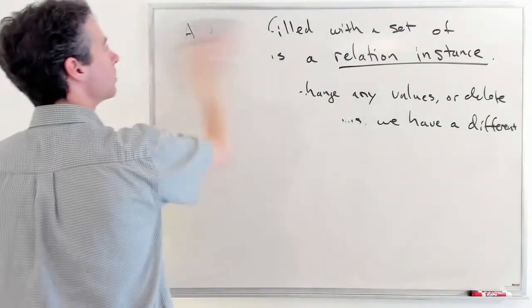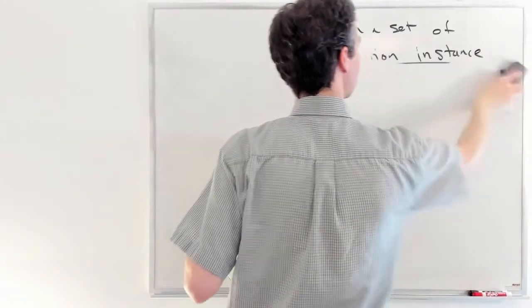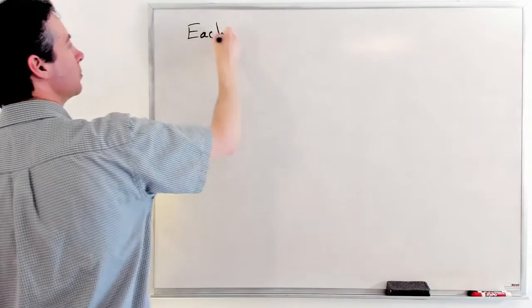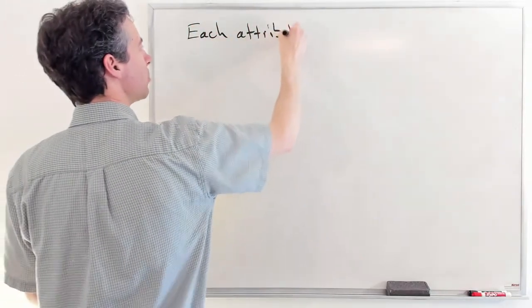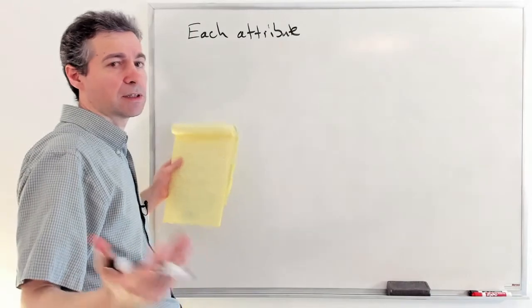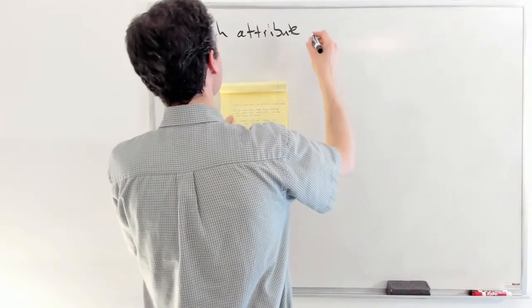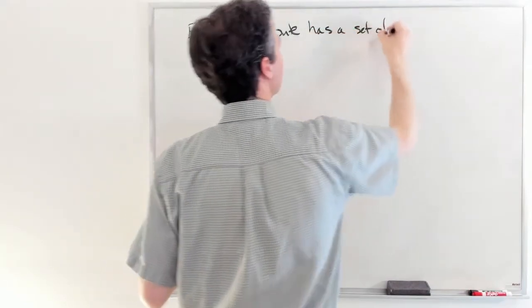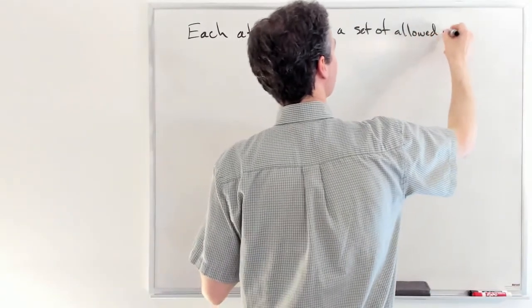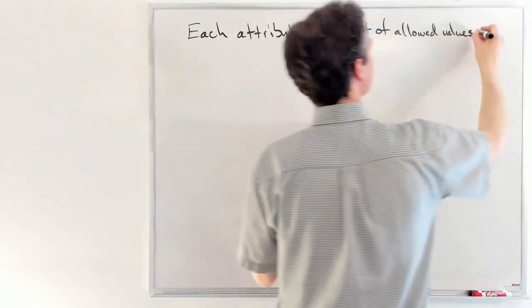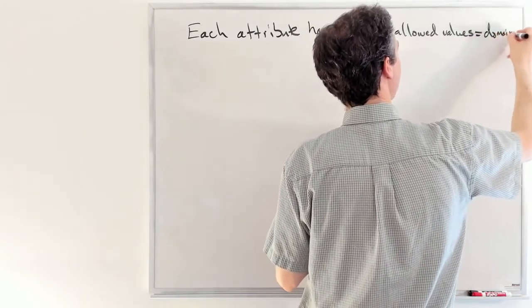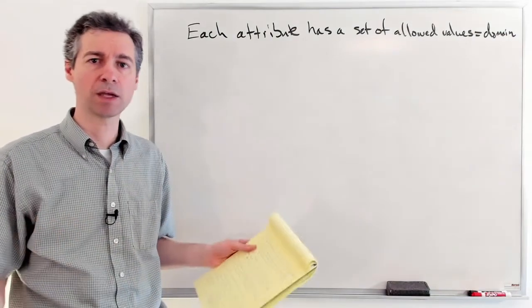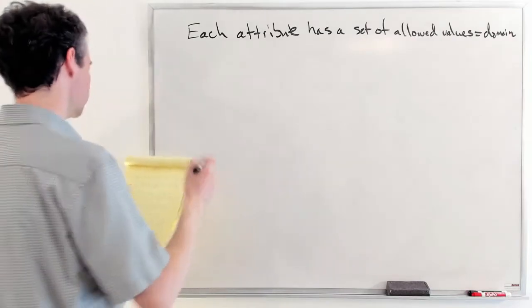Now, we like to talk about the attributes. These are the columns, okay? So each attribute, so an example again is like the name, okay? Or the email. Each attribute has a set of allowed values. And since this is very mathematical, that's like saying, what is its domain? What are all of its possible values? So an attribute has a set of possible values, and we call it the domain of the attribute.